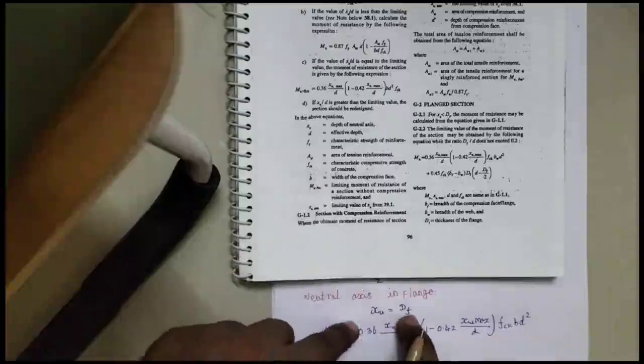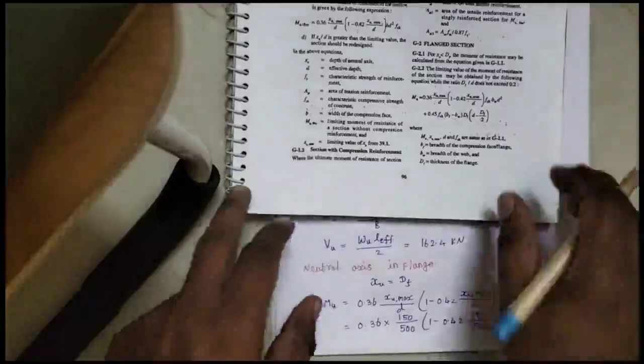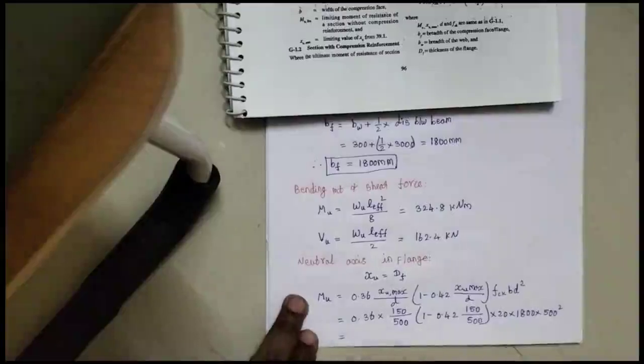I have given that XU will be equal to DF, so the value of XU max will be 150, because XU will be equal to XU max as per this condition. Substituting, 0.36 into 150, that is DF, divided by effective depth, which is 500 mm, and 1 minus 0.42 into 150 divided by 500, into fck which is 20, and b, the overall width of the flange, which we have calculated as 1800 mm, into 500 square. The moment we find will be the limiting moment.